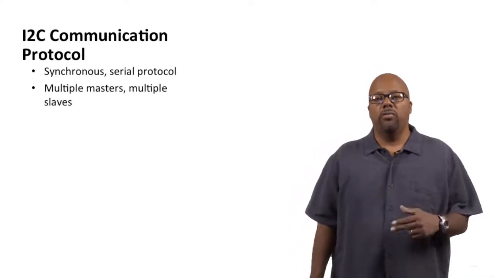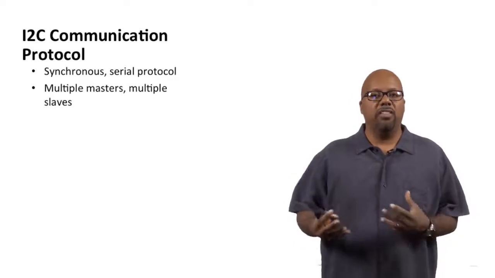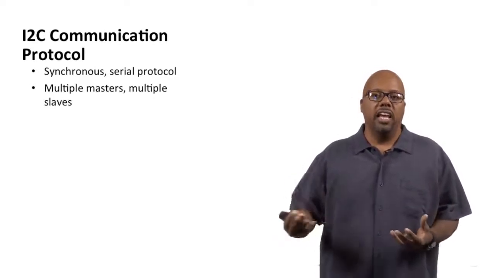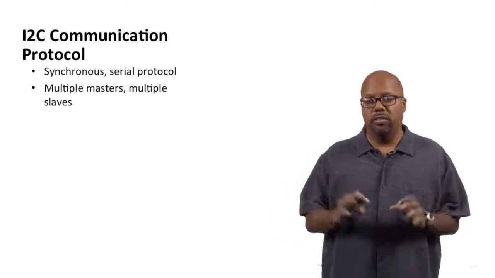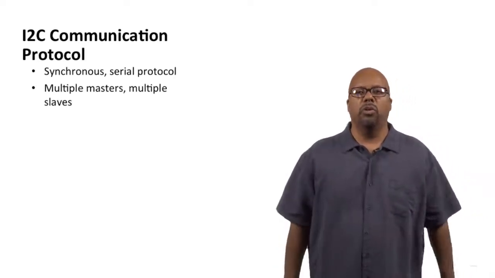It's a serial protocol. Multiple masters and multiple slaves. We're going to talk about this concept of master and slave. But basically, the master is the one who starts all the communications, and the slave is the one who waits for communications, roughly. And you can have multiple masters and multiple slaves in this particular bus protocol.